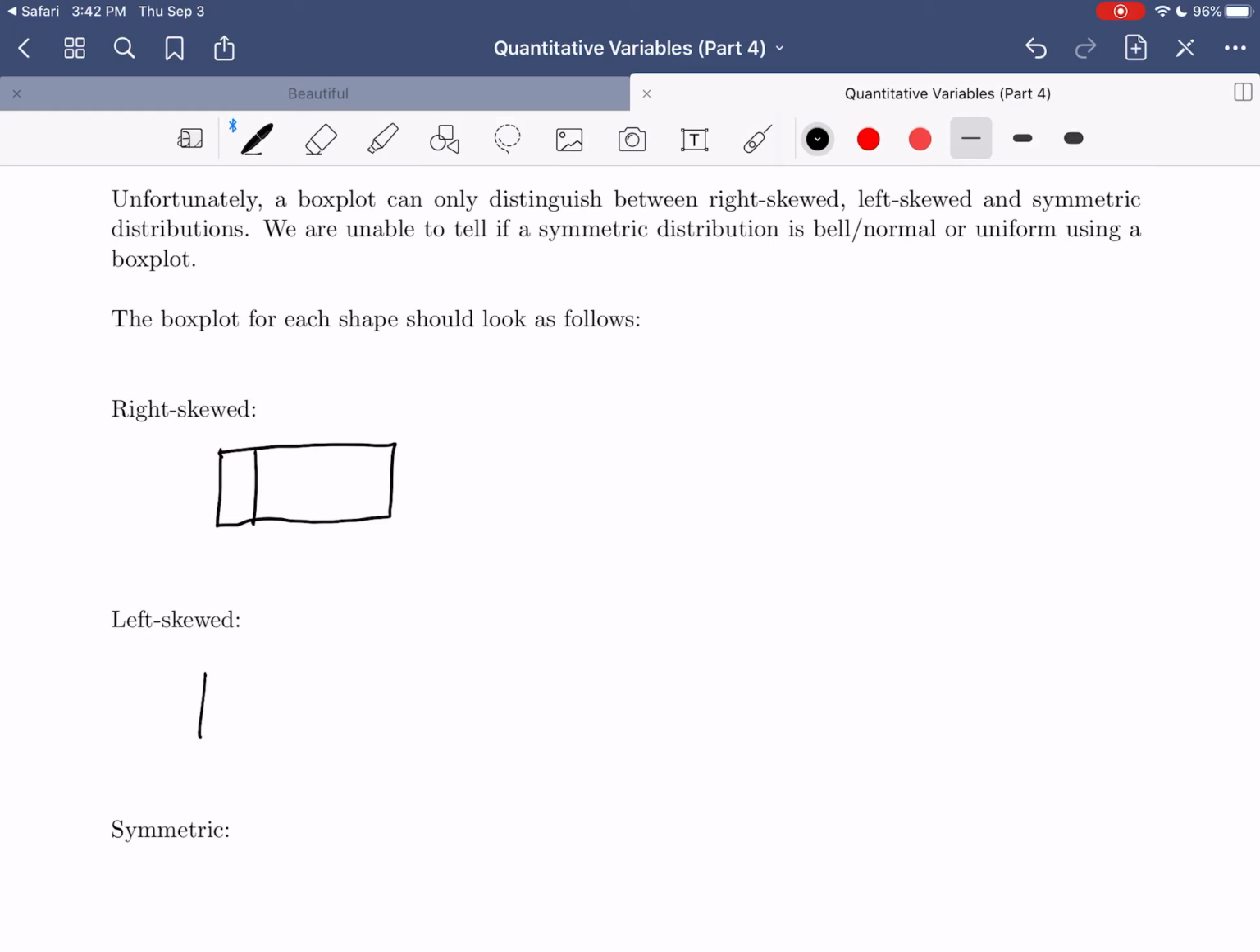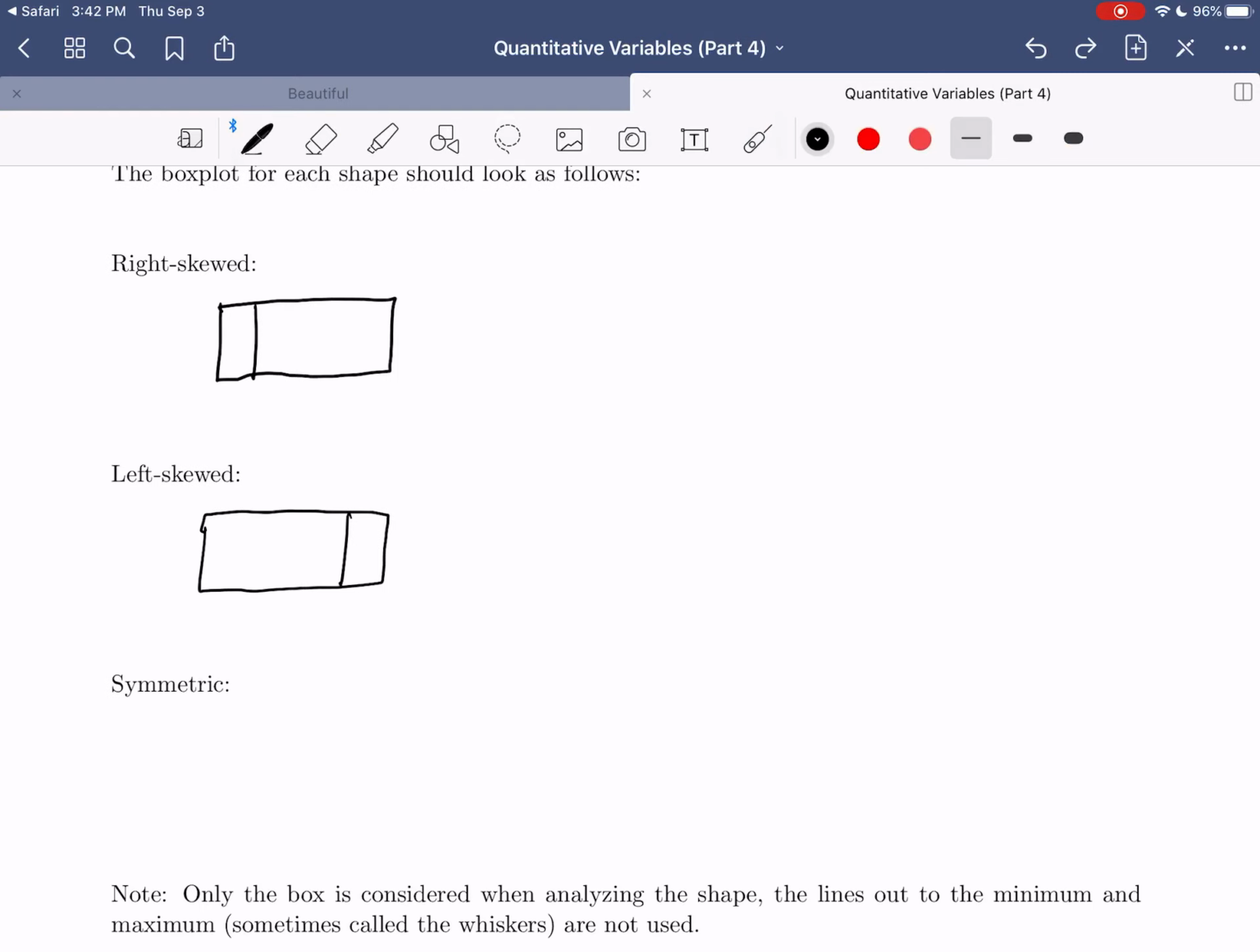Left-skewed, as you would expect, is the opposite. It means that you get a box that looks like this, where, again, this would be Q1, this would be our median, this would be Q3. So comparing the distance between Q1 and the median to the distance between the median and Q3, the distance here is going to be much larger than the distance there. And symmetric, as you would expect, is where that median falls right in the middle, or at least roughly so.